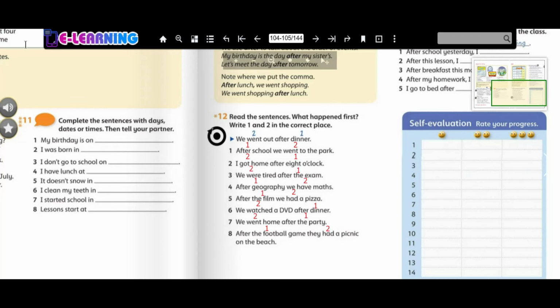All right, so these are the answers for exercise 12. Please check your answers. You can pause the video to check your answers, okay?